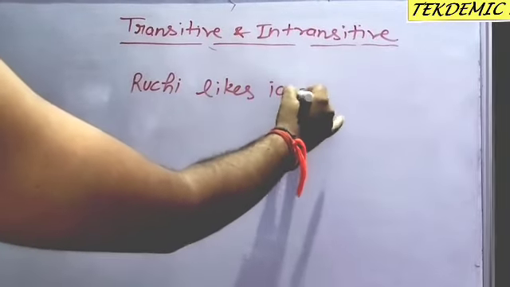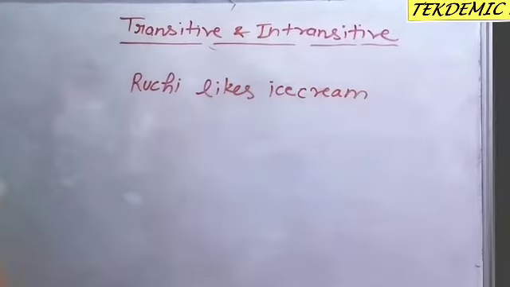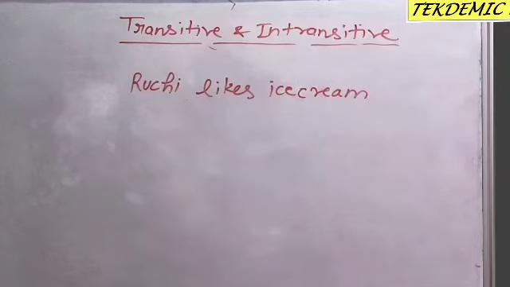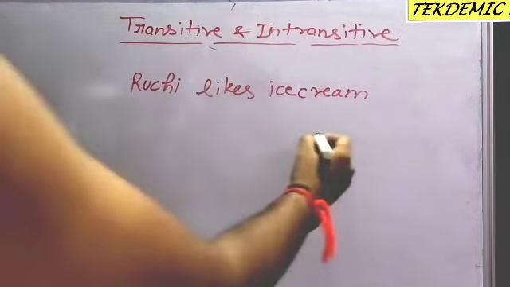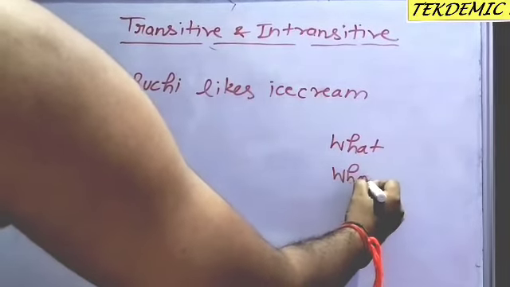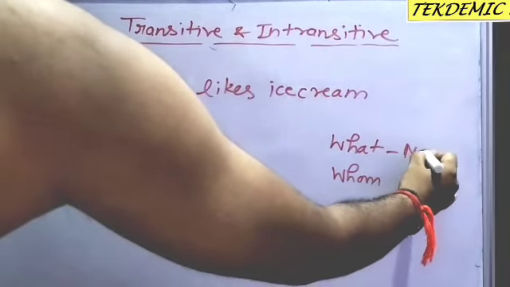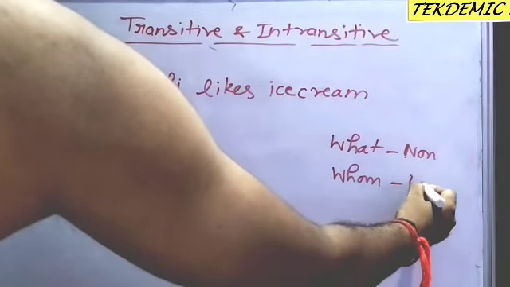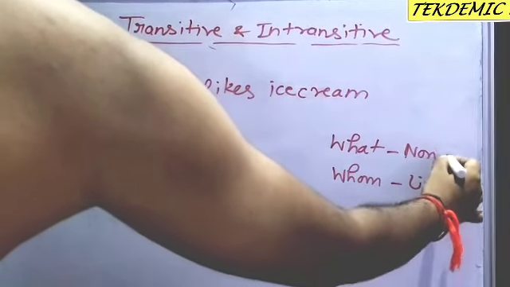Ruchi likes ice cream. In this sentence, if you want to find the object, then you have to question with what or with whom. Remember two words: what and whom. What is used for non-living things and whom is used for living things.